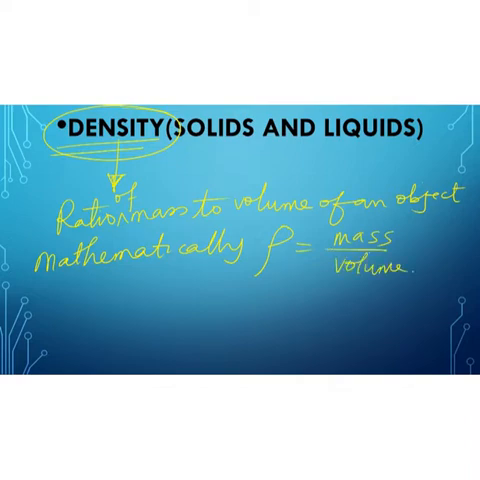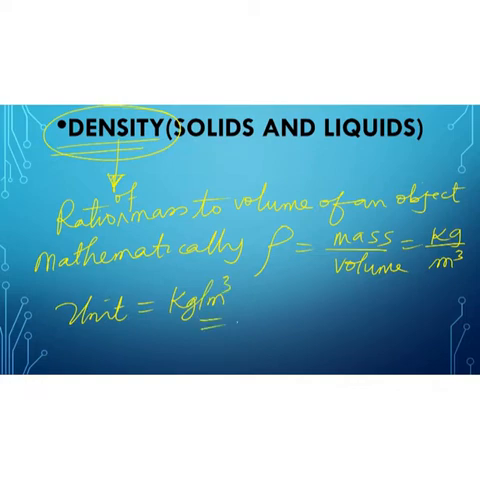Also, you should understand that the mass is measured in kilogram, while the volume is measured in meter cube, so that the unit of density is kilogram per meter cube. So that's the unit of density. And remember that it's the ratio of mass to the volume of the body. And also, I need you to understand that density is a scalar quantity because it has only magnitude but without direction.